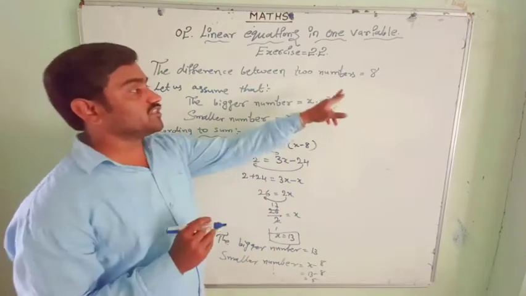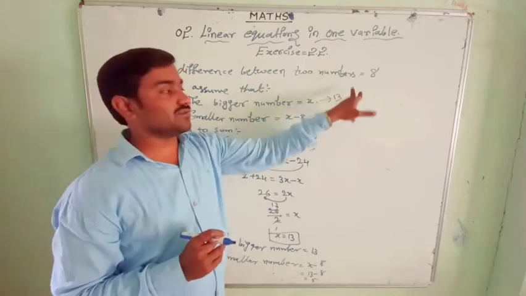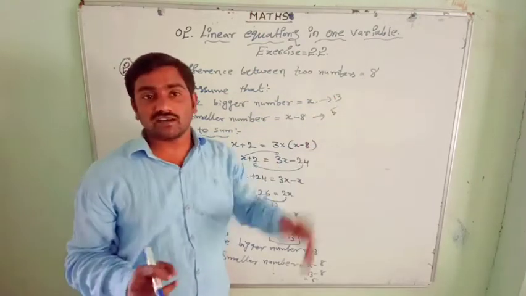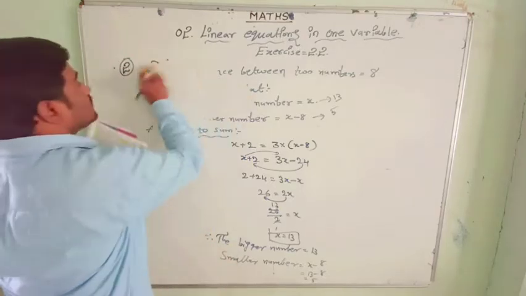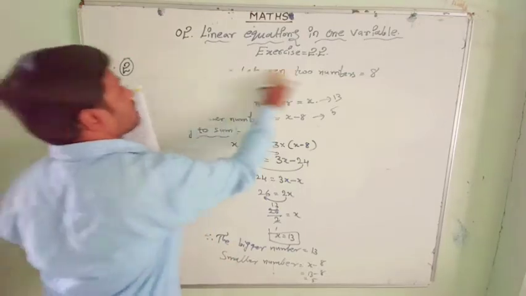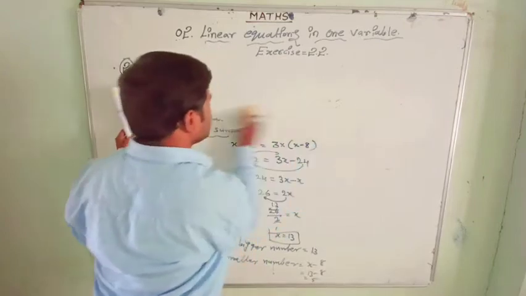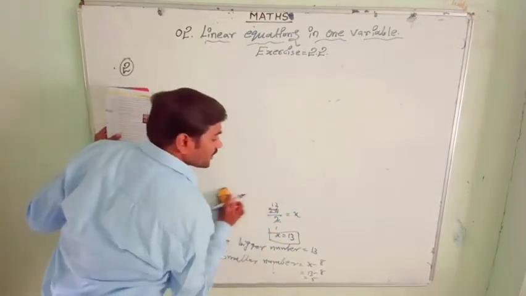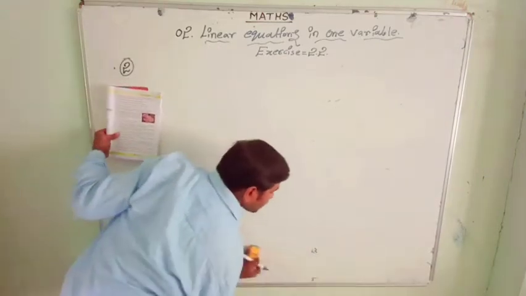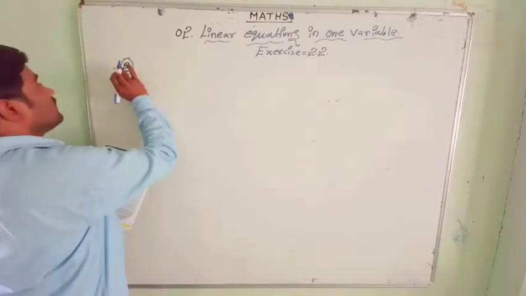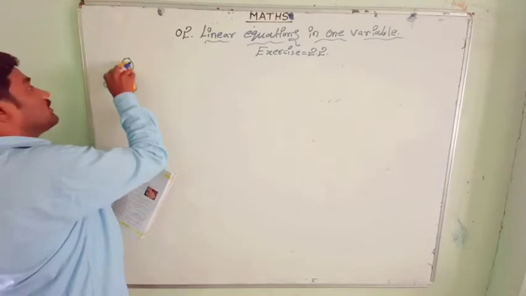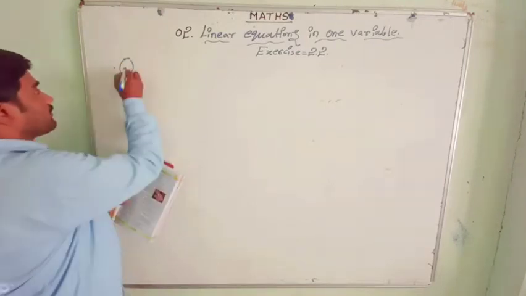So the difference between these two numbers is 8. 13 minus 5 is 8. We can check our answer, yes? Now let us go for the third problem. This was the second problem. Very easy problems if you read the questions very carefully, so that we can understand here. Very simple.